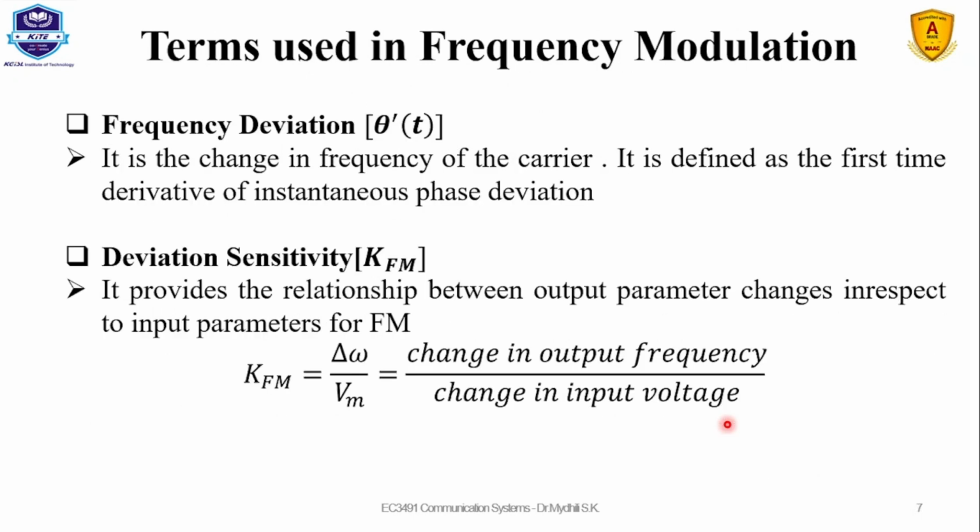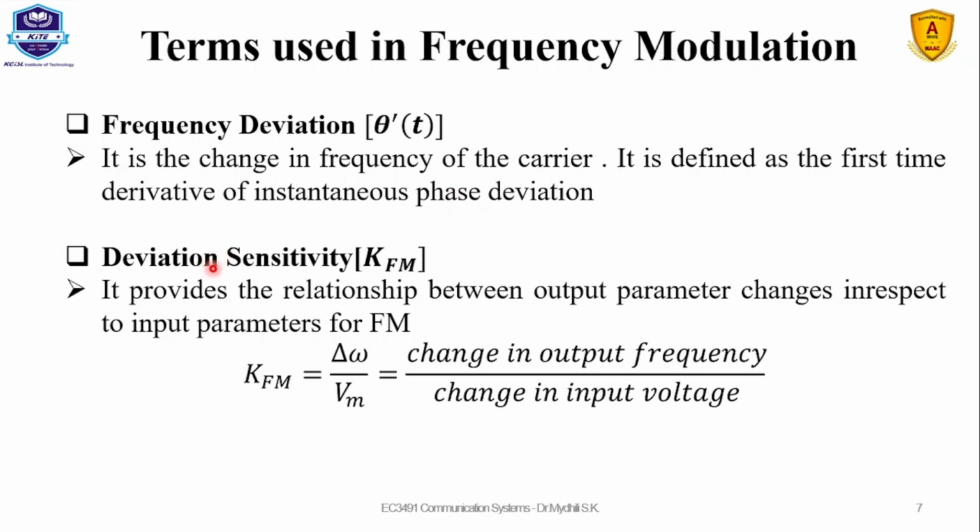The important terms used in frequency modulation are explained here. It involves frequency deviation. Since there is a change in frequency, the frequency deviation is represented as theta of t. It is the change in frequency of the carrier, and it is defined as the first time derivative of the instantaneous phase change. So it can also be represented as d theta of t by dt. That is also a frequency deviation. Sometimes in books, it is represented in terms of delta also.